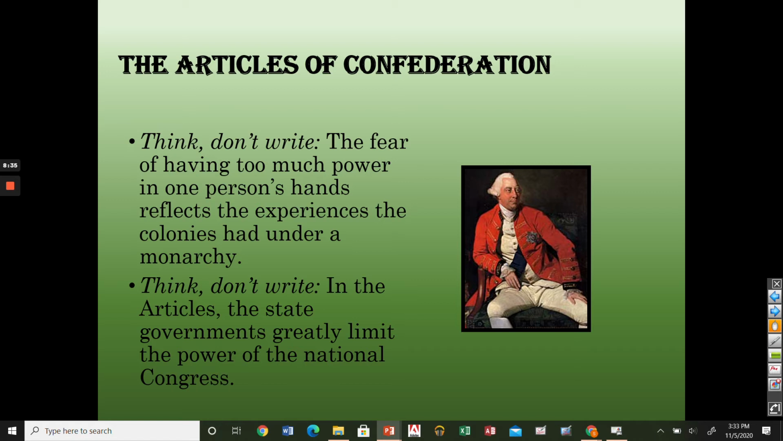And part of this, again, reflects the experiences the colonies had under a monarchy. They felt King George and Parliament were being tyrannical, so they didn't want to create a government that was ever powerful enough to become tyrannical in and of itself. So in the Articles, the state governments greatly limit the powers of national Congress.